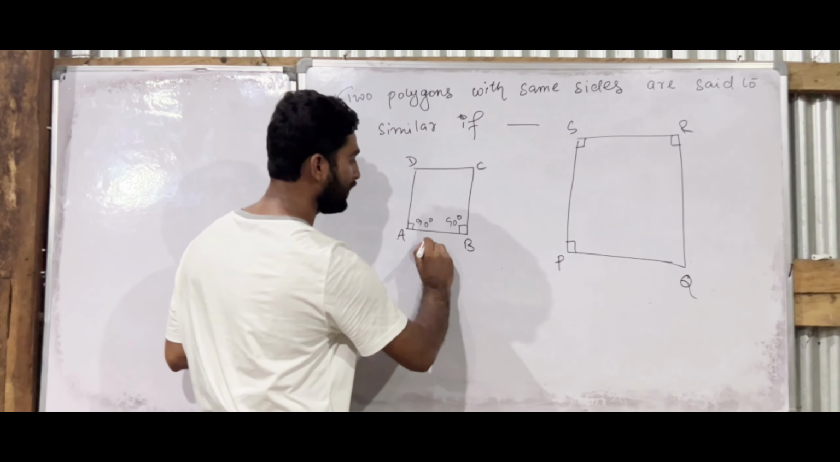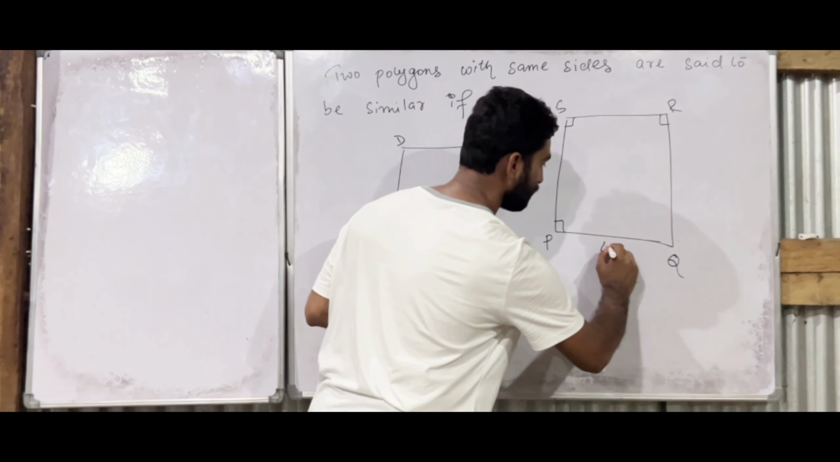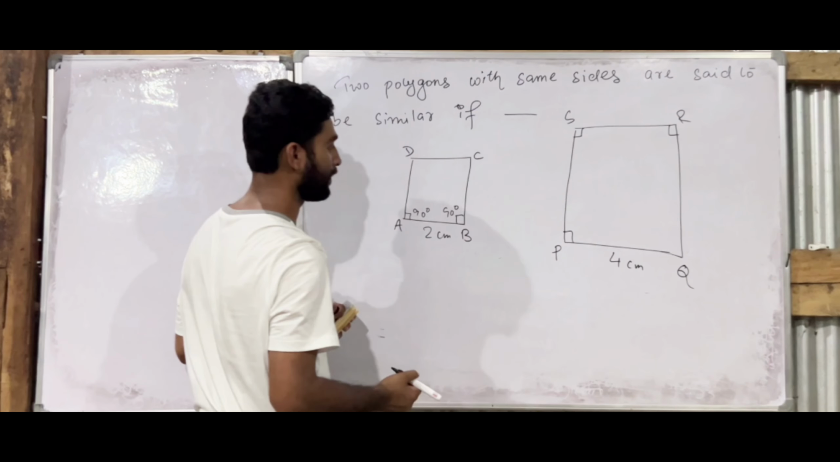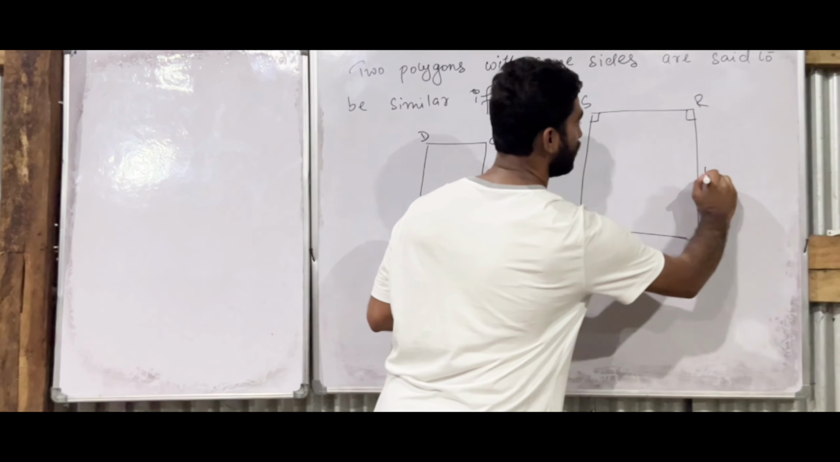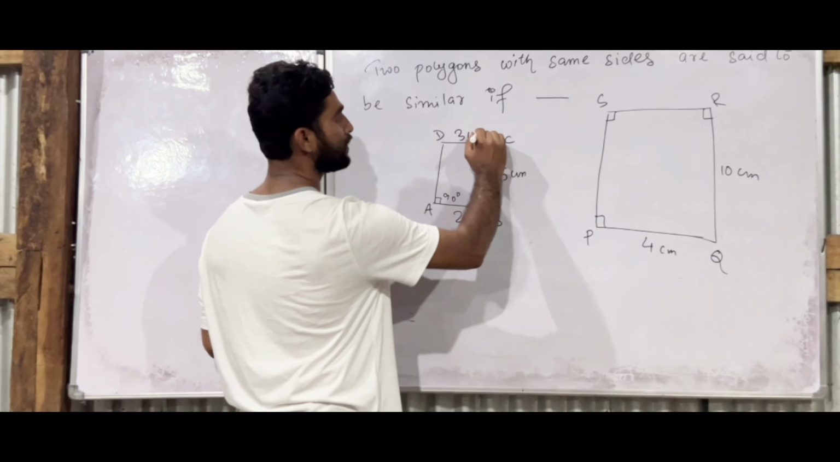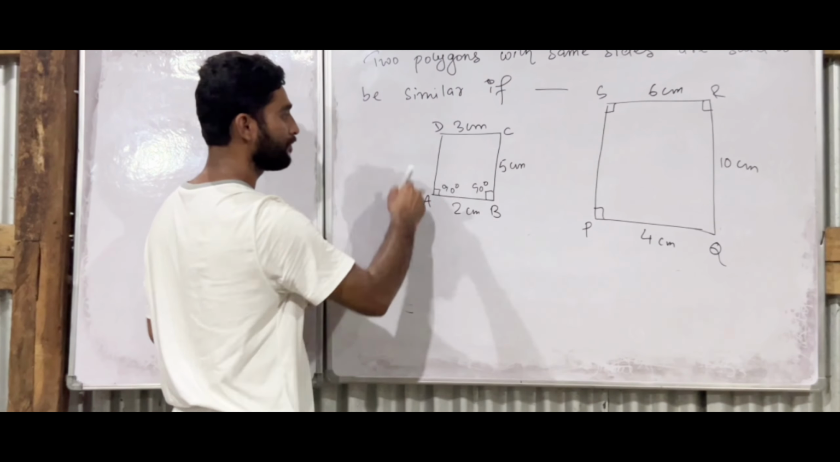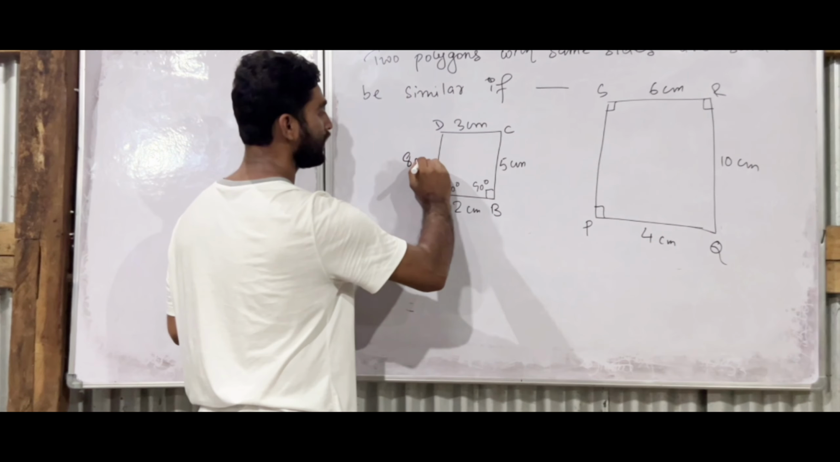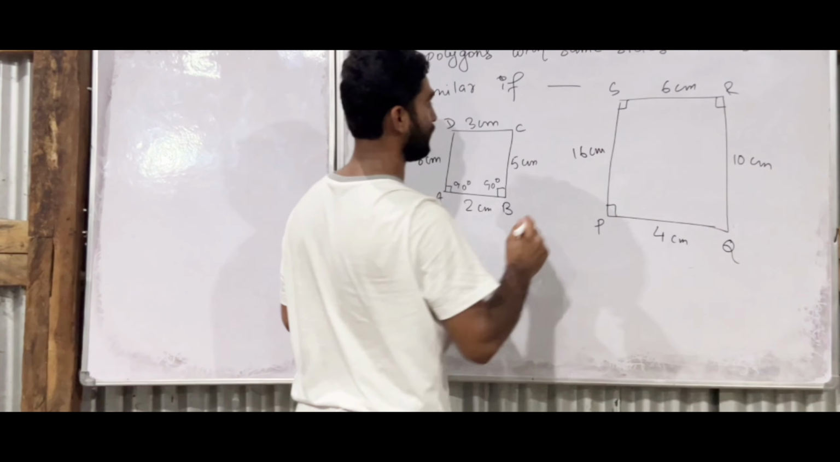Let's suppose AB is 2 cm and PQ is 4 cm. BC is 5 cm, QR is 10 cm. CD is 3 centimeter, SR is 6 centimeter. AD is 8 centimeter, PS is 16 centimeter.